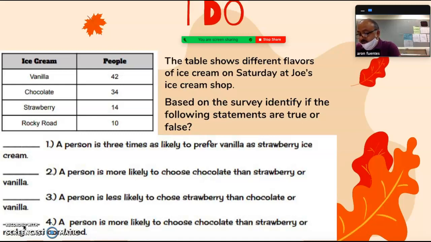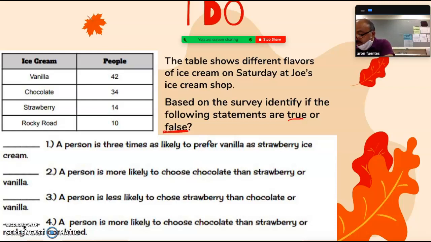The table shows different flavors of ice cream on Saturday at Joe's Ice Cream Shop. Based on the survey, identify if the following statements are true or false. Okay, so before I actually answer the statements as true or false, I need to look at the table and figure out the percentages or the probability of getting each flavor.